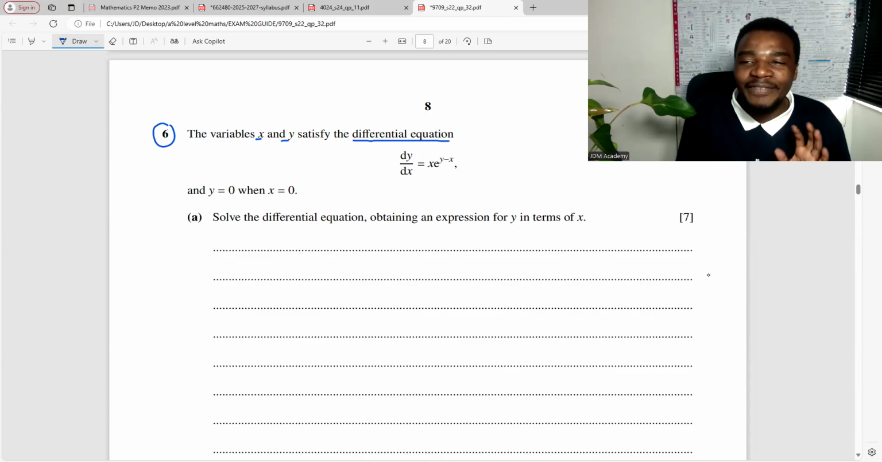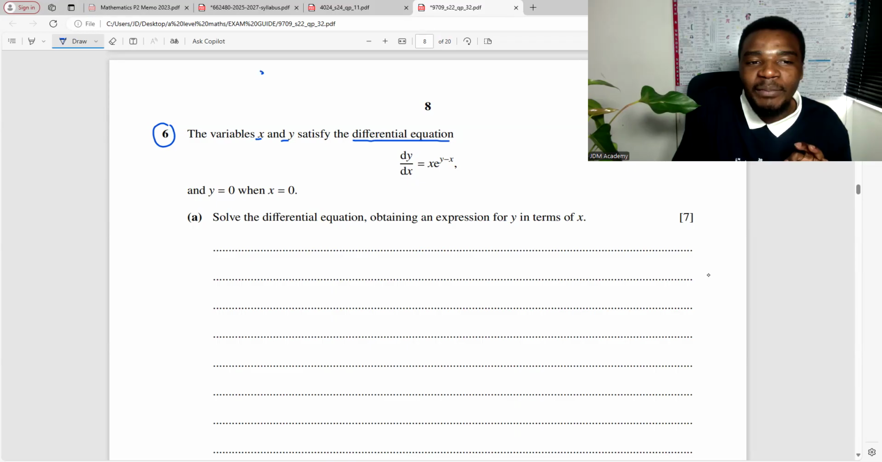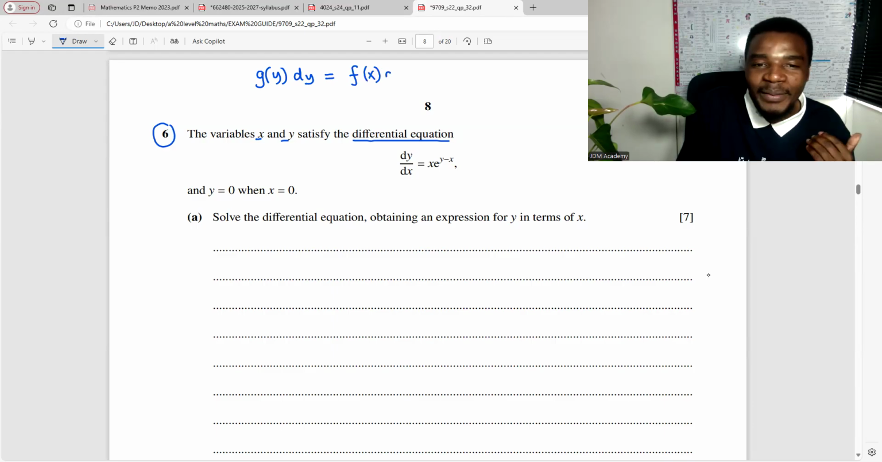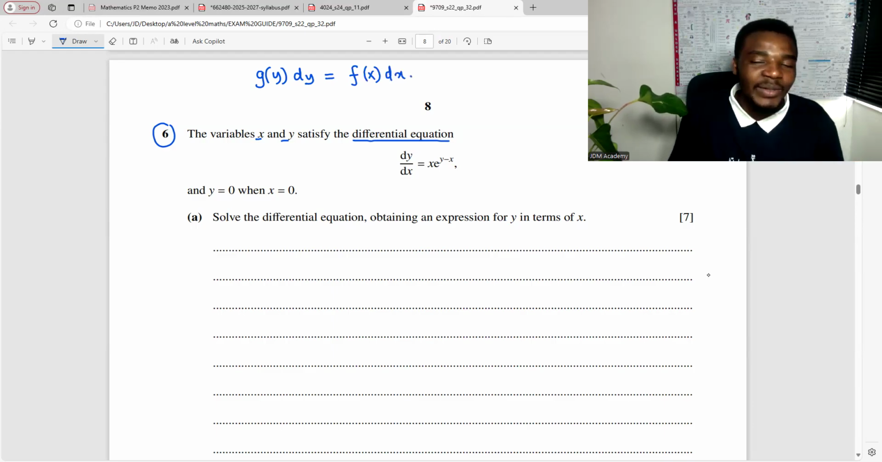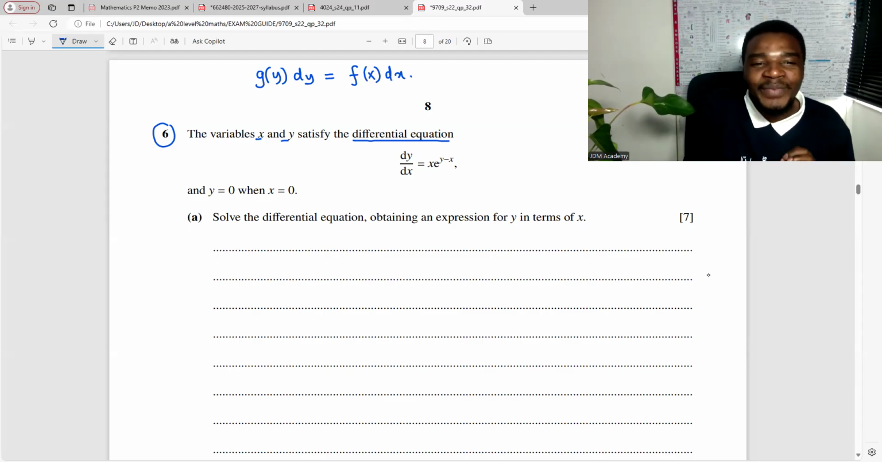A separable differential equation should be of the form, let's say you might have a function in terms of y being multiplied by dy, and on the other side, a function of x being multiplied by dx. So let's say you've got g of y with respect to y and f of x with respect to x. Then you know that the equation is separable.